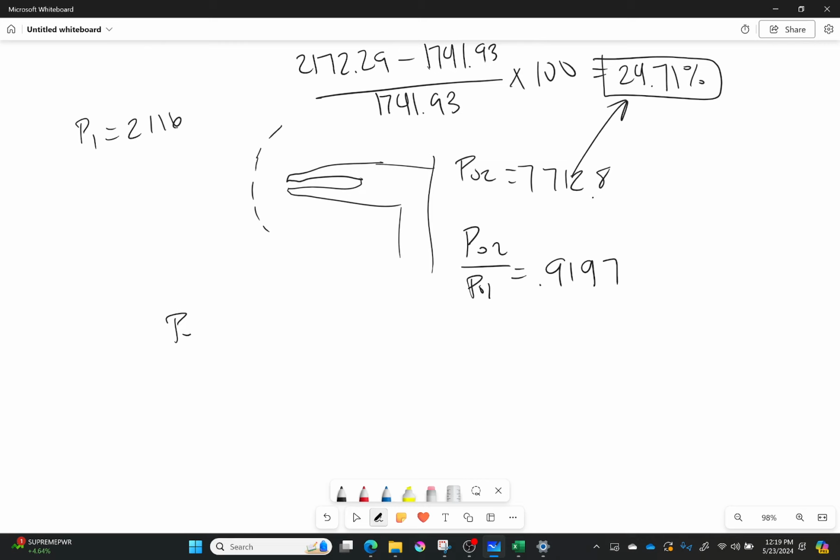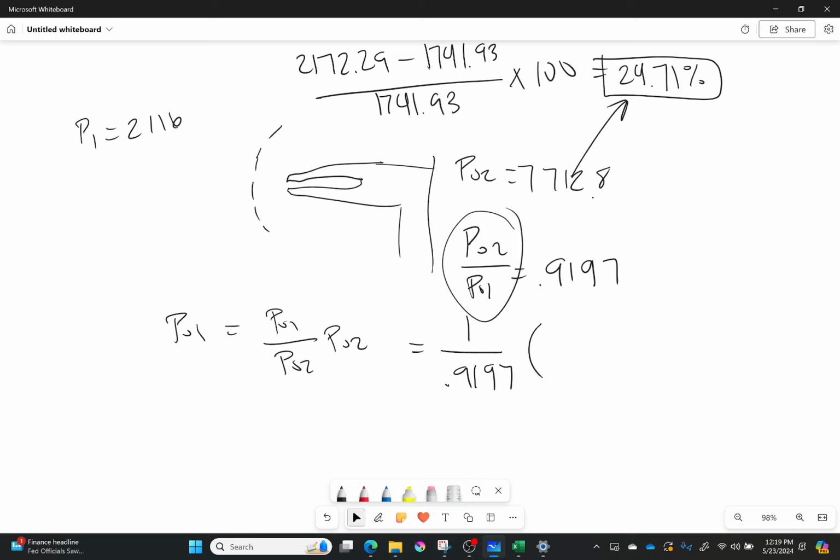So I want to know what P01 is. That's going to be equal to P01 over P02 times P02. That's going to be the answer. And so I have all those values. Notice this is P02 over P01. I'll have to invert it. So it's going to be equal to 1 over 0.9197 times my pressure, P02, which is 7,712.8. Okay, and that gives us P01.